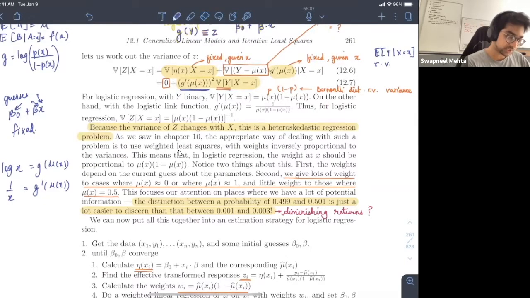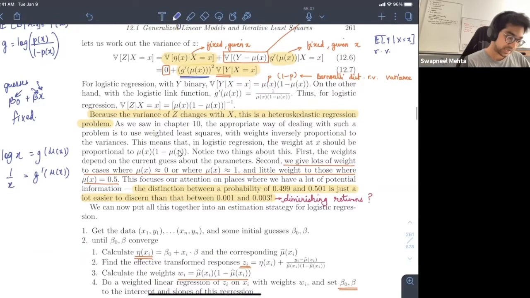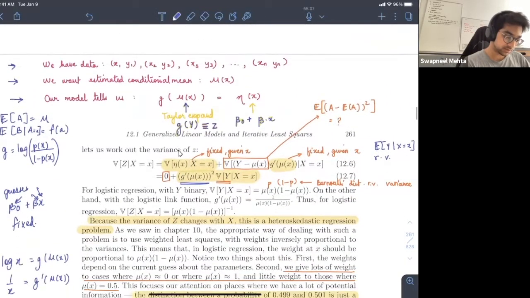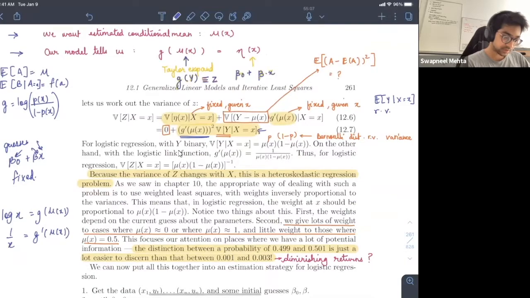And this g dash term is this constant term that acts as a scaling factor. So you know now that the variance of y is a function of x because y is given x, right? Which means at different x's, there will be different variances of y, which means that this is now a heteroscedastic regression problem.